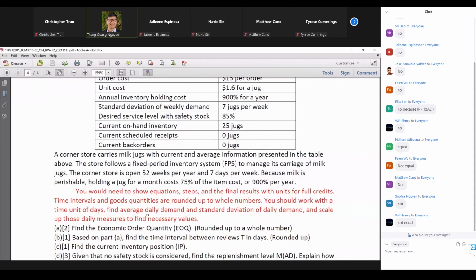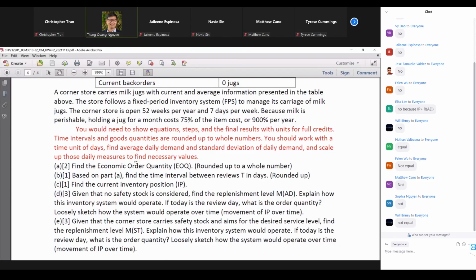So it's very similar to what we did before. First of all, we find the EOQ, but remember, we would not order the EOQ in this model because we do not fix the quantity, right? We fix the time rather than the quantity. So the EOQ that we calculate in part A here is just the intermediate step for what we do next in part B. In part B, we need to find the fixed time between the reviews or the time between the orders. In part C, we find the current inventory position.